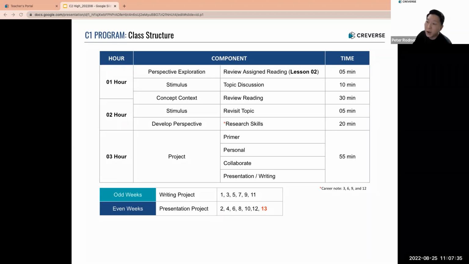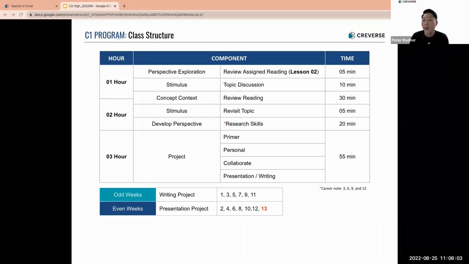And then by the second hour, you want to start developing research, okay? And then the third hour, if possible, you want to make sure that you're ready to go and you're starting the project, okay? So remember, this is supposed to be a project class, so you want to make sure you give enough time. Some of the things to keep in mind for the projects is that the output changes. Odd weeks is mainly focused on a writing project, and then even weeks are mainly focused on a presentation project.